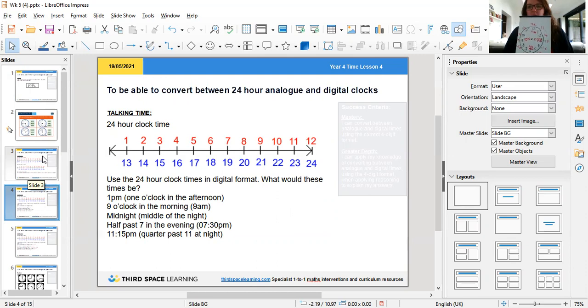Okay. 7:30 in the evening. So 7:30. Remember, you've done 30:30. You've written it down. 7:30. Oh, so I know it's in the evening, so it has to be on the outside of the clock. That's going to be 19. 19:30.